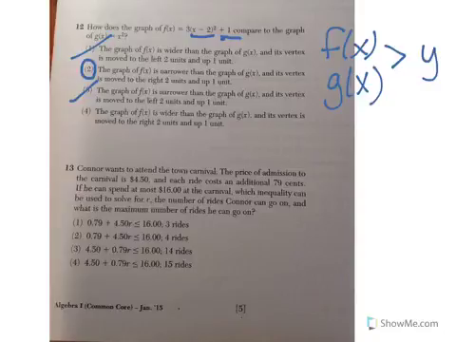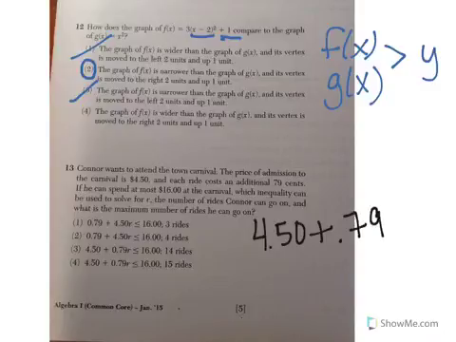So we know that at most is less than or equal to, which all of the choices have, and we know that $4.50 is the price he's going to pay no matter what. So it's definitely going to be $4.50, and then we're adding 79 cents for each ride. So this 0.79 is going to be multiplying how many rides he goes on, r, and it's all going to be less than or equal to $16. That's the most that he can spend. So automatically, I can eliminate choice 1, and I can eliminate choice 2.